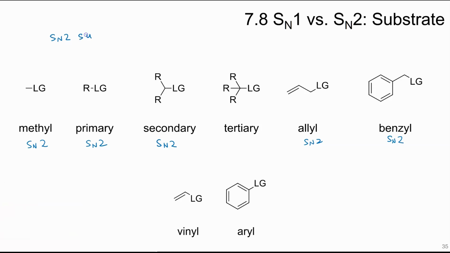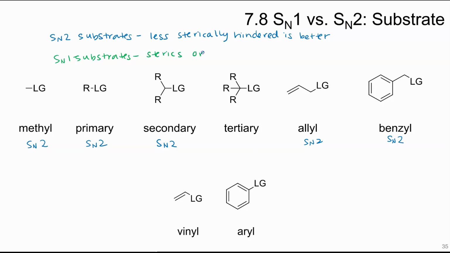For SN2 substrates, less sterically hindered is better. For SN1, we're going to look at substrates where the carbocation can be stabilized, which usually is more sterically hindered. So for SN1 substrates, sterics or resonance stabilized is better. So benzyl will go SN1, allyl will go SN1, tertiary goes SN1, secondary can also go SN1.